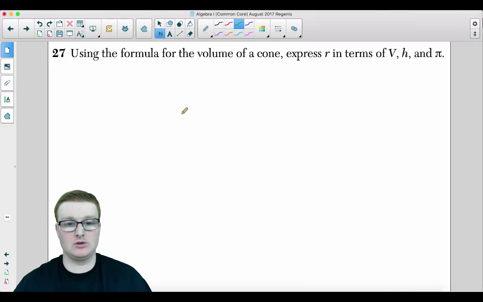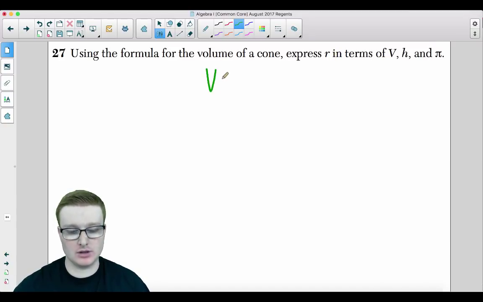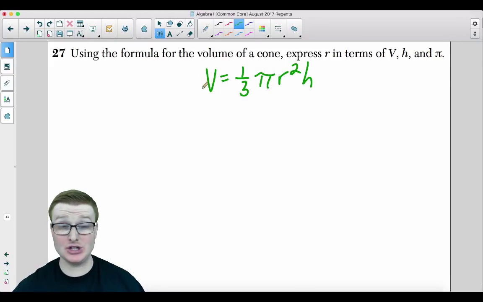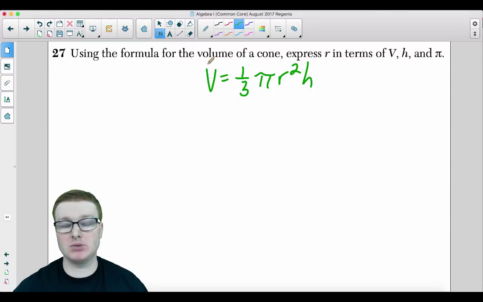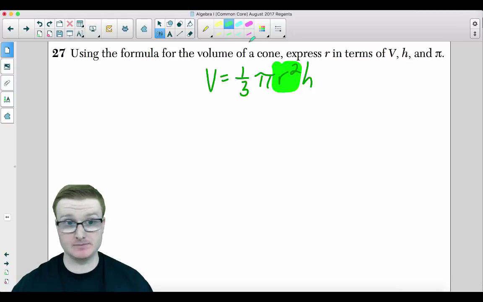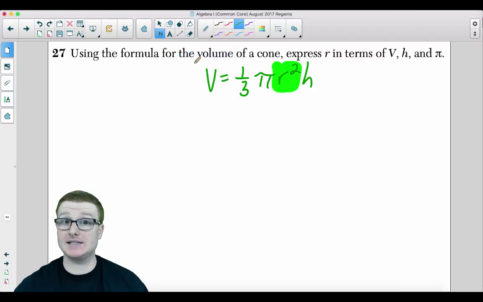Using the formula for the volume of a cone, express r in terms of V, h, and pi. So the volume formula of a cone is 1/3 pi r squared times the height. This is actually found in your reference sheet. I'm surprised that they even put this question on here, but it is what it is. You really see this formula in geometry, of course, but this is just algebra. They want you to express r in terms of the other letters and numbers, so we need to isolate r.